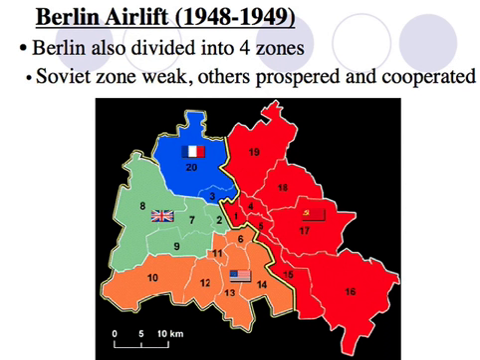The other 3 countries, the US, France, and Great Britain, did not want the Soviet Union to have total control of the capital, which is of course the most powerful and important city in the country. So Berlin was also divided into 4 zones. So they actually had controlled parts of the city that were in the eastern part of Germany.